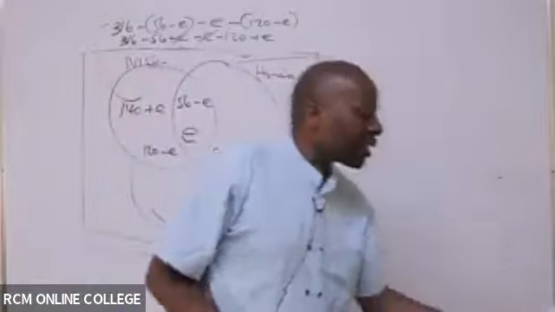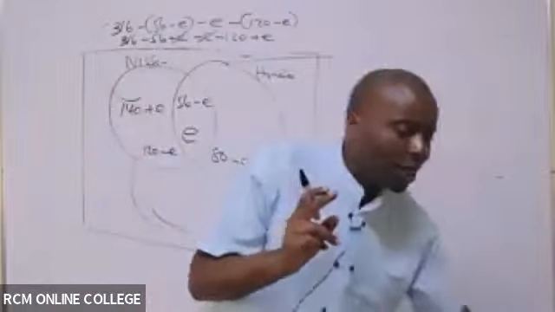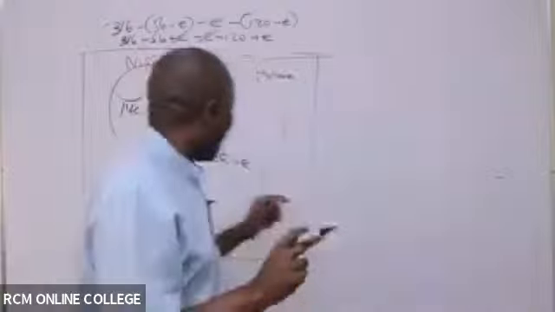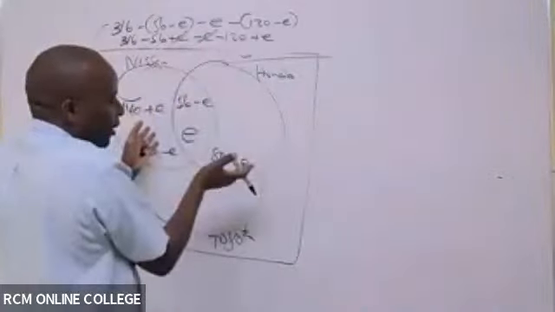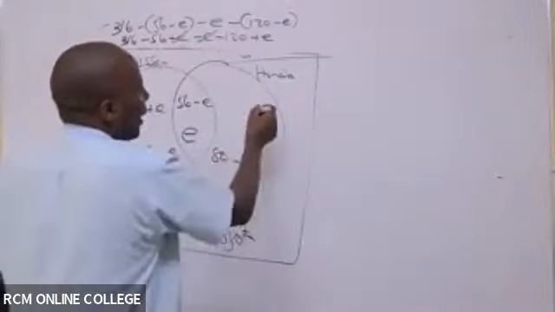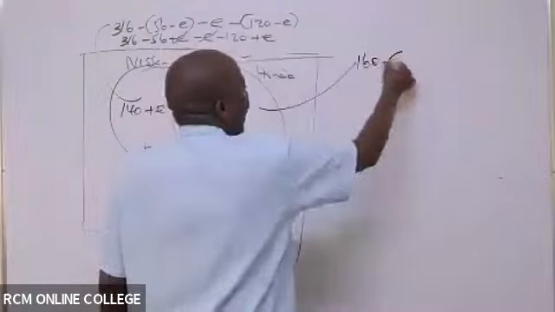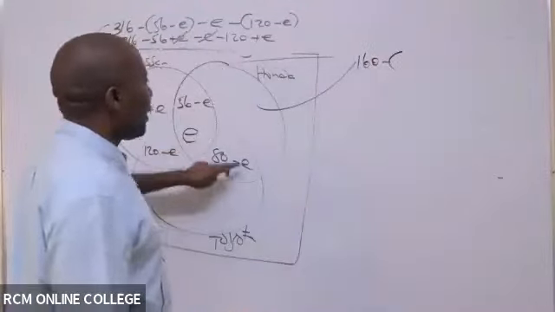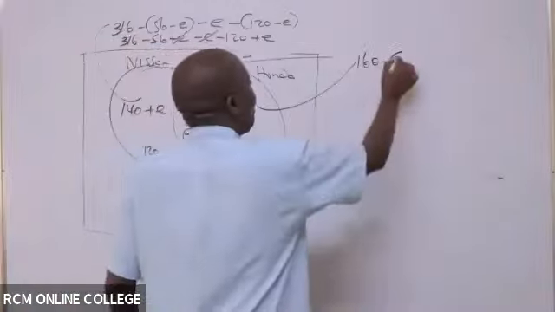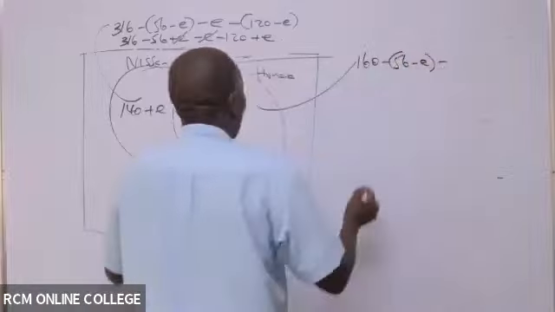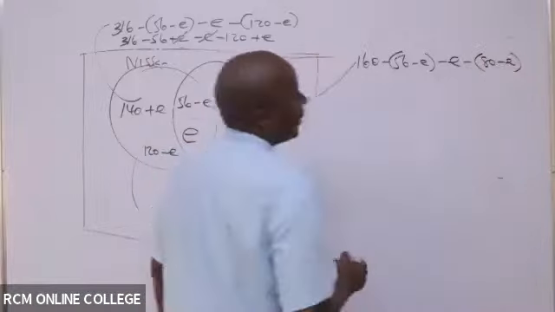So let's see the next sentence: 160 residents owned Honda vehicles. 160 is for Honda. Honda is here. So everybody who is here is counted as a Honda owner, including these ones here. So then how do I get this space? So this one here will be 160 minus this minus this, because this is the circle of Honda. So we must say 56 minus E, minus this one, E, minus open brackets here for 80 minus E.